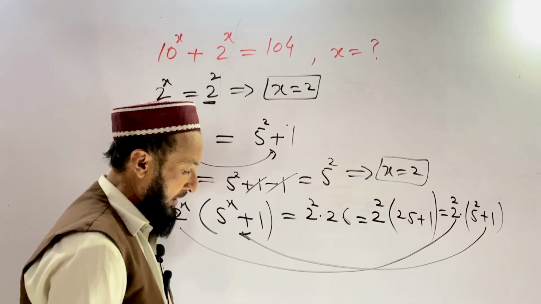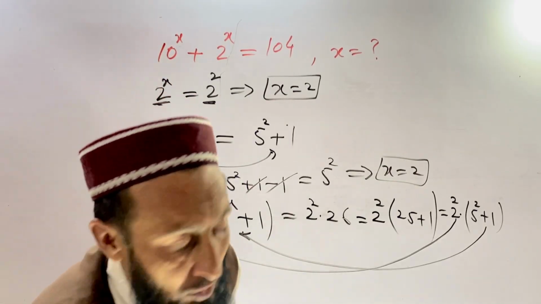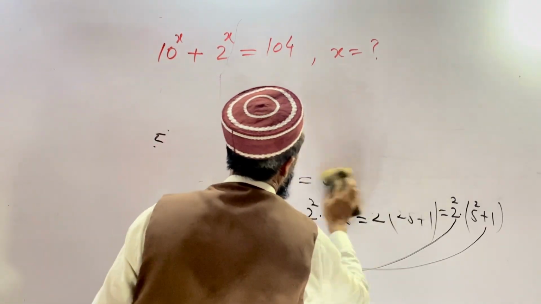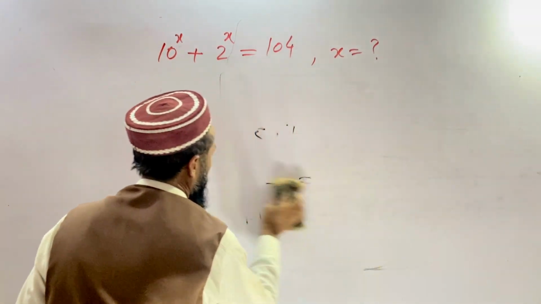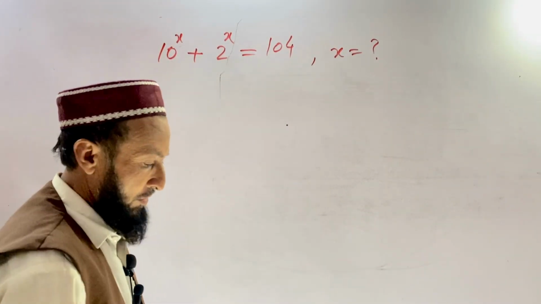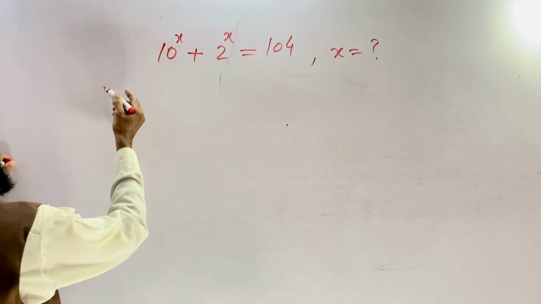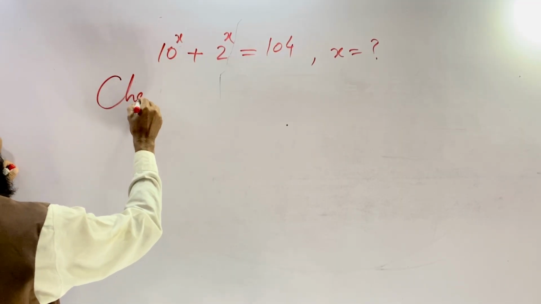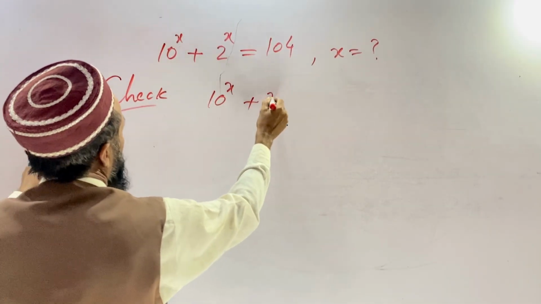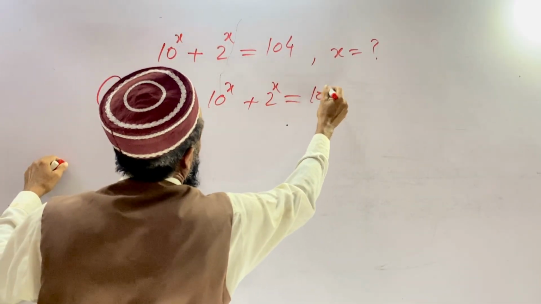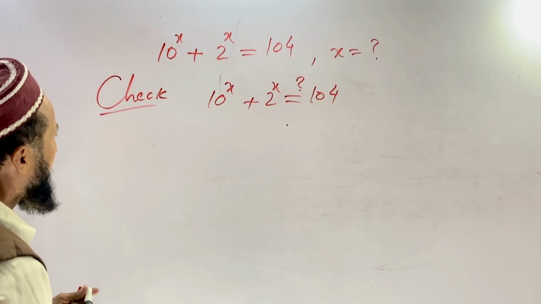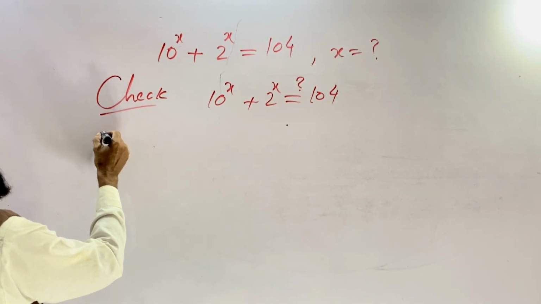Now we want to check whether our answer is correct or not, so we proceed for the checking. The question is 10 exponent of x plus 2 exponent of x is equal to 104, question mark. We have already calculated the value of x is equal to 2.